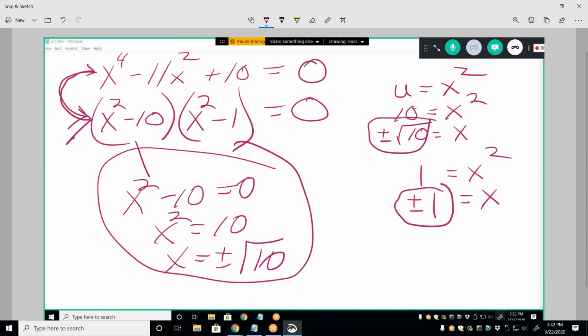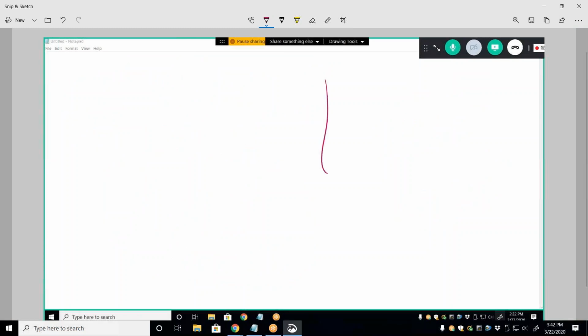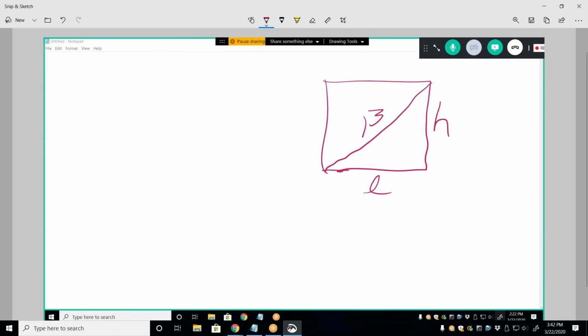All right, so for the next one: the diagonal of a TV set is 13 inches long. The length is 7 more than the height. Find the dimensions of the TV set. Give me some equations. Well, let's start with what they gave. Length is what? 7 inches more than height, so L is 7 plus h. There you go.